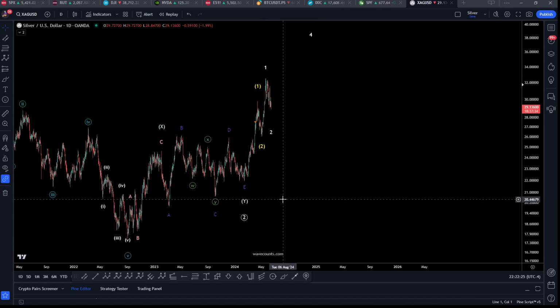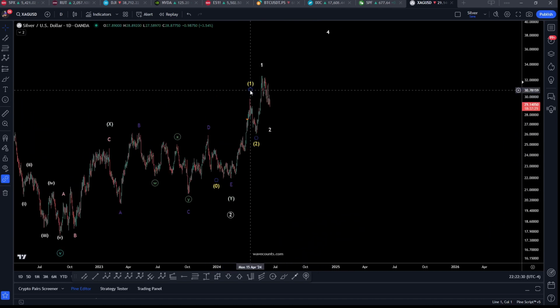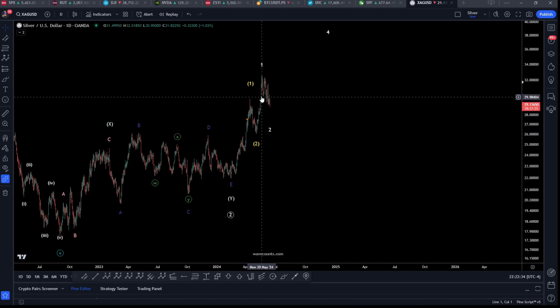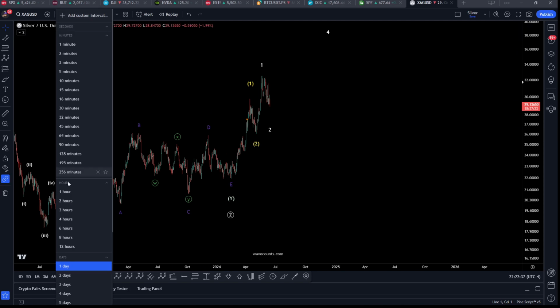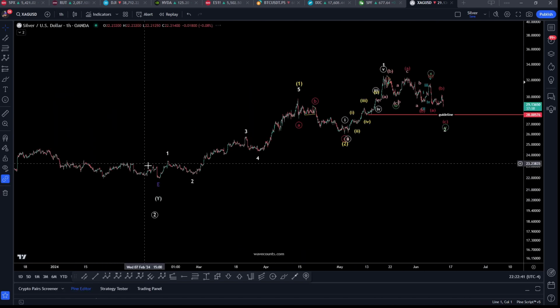So off of that triangle, all right, we got 1, 2, 3, 4, 5 waves up to a 1. 3 waves back to a 2. 5 waves up to, well, I got to go smaller. Let's go to a smaller time frame. I'm just going to go all the way down to the hourly. All right, there's the subdivision of this one here.